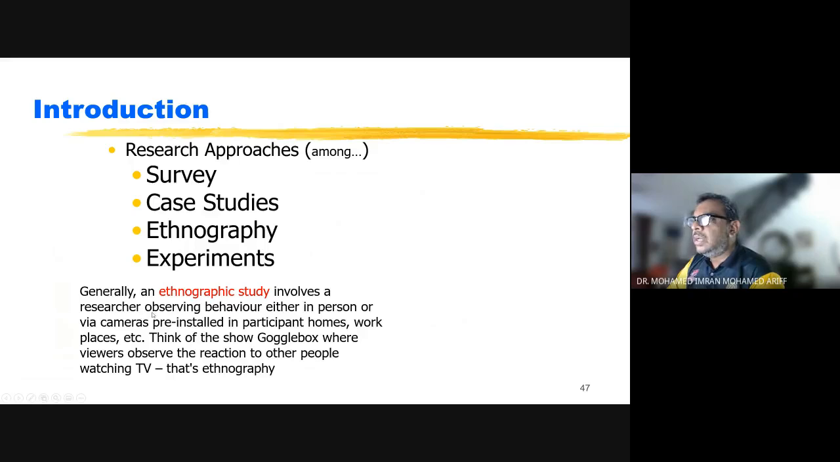Ethnographic ni is researcher observing behavior either in person or via camera pre-installed in a particular home or workplace. Think of it as Google Box where viewers observe the reaction of people watching TV. Oh, ini macam dulu kan dia ada rumah-rumah, dia ada kamera kita tengok kan. Okay, that is one ethnographic study lah. Ataupun macam National Geographic lah, dia orang letak kamera kat hutan kan. So this is also part of it lah. Pre-install camera, dia orang tengok behavior of a certain animal. Okay, this is what it means.